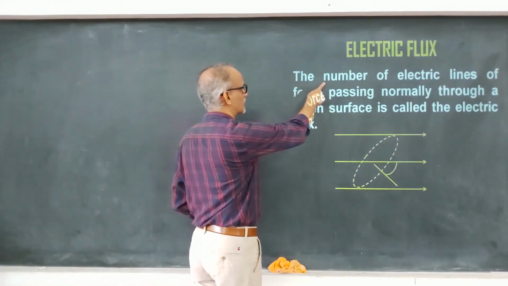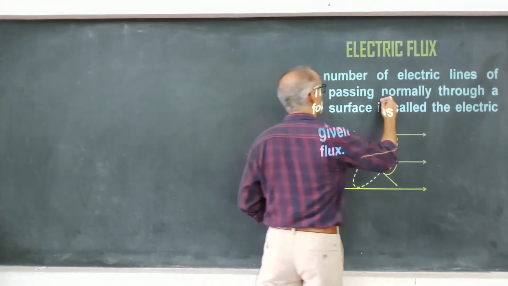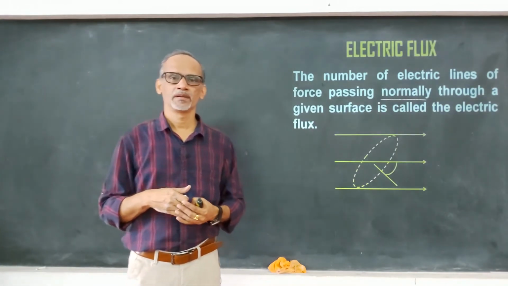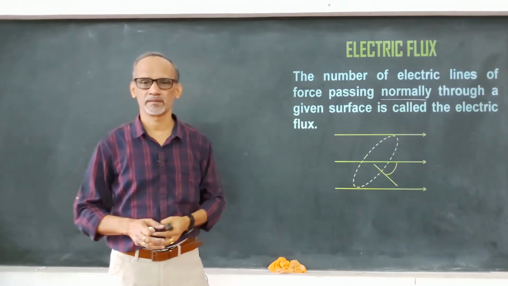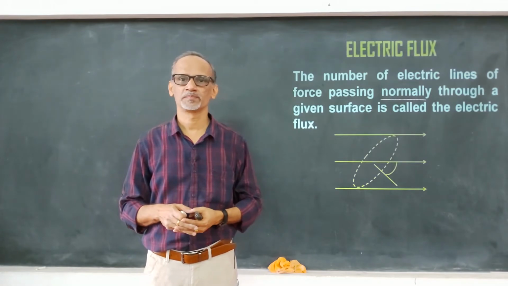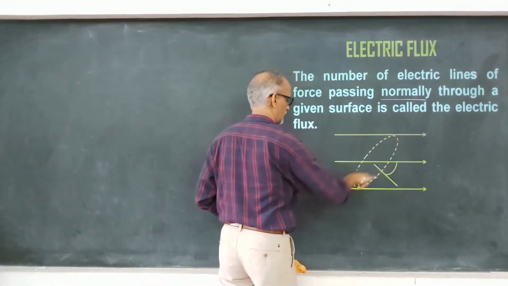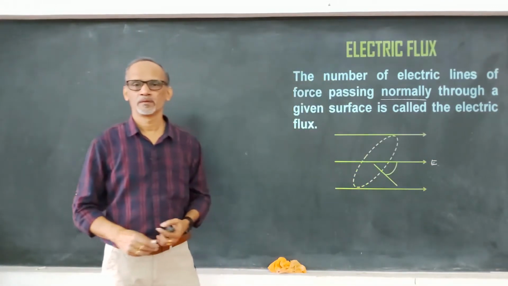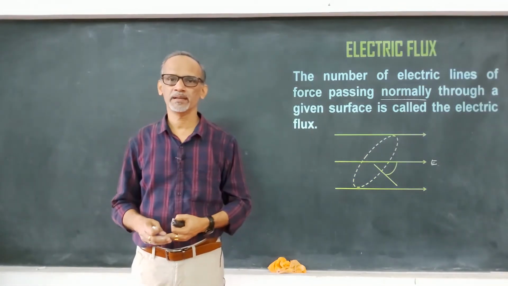Greater the number, what this indicates? The number of electric lines of force passing normally. Normal means perpendicular. If more lines of force pass through a given surface normally, then the flux is more. So here I have represented a uniform electric field. Why is the field uniform? Because the lines of force are parallel and equally spaced.